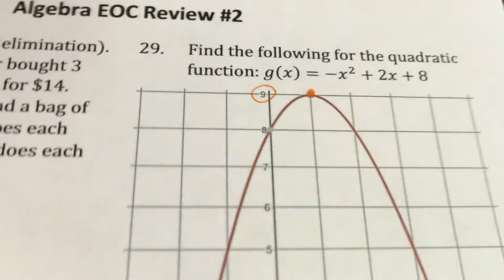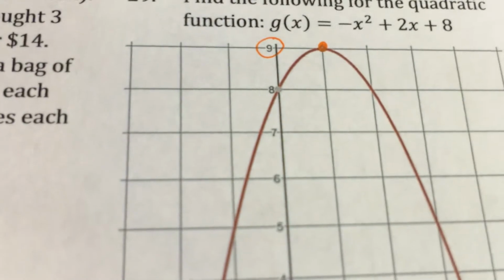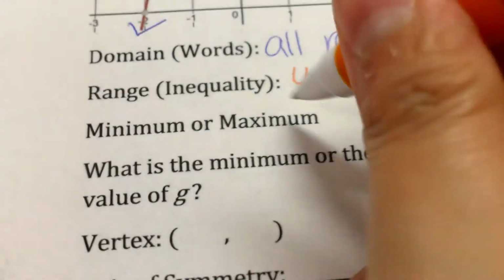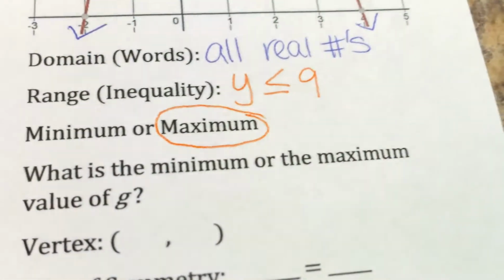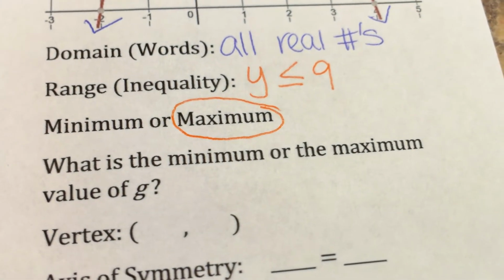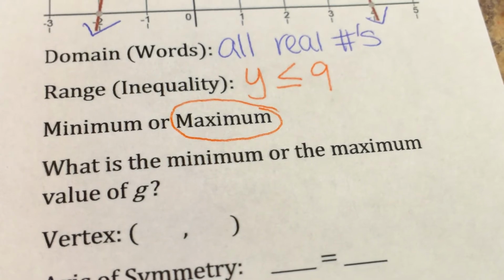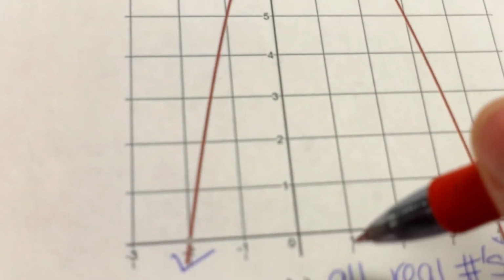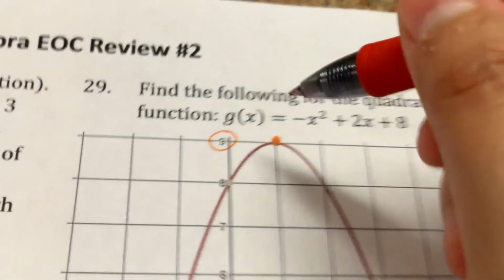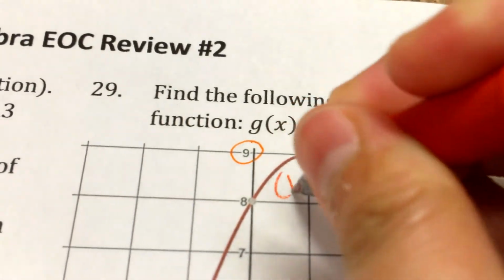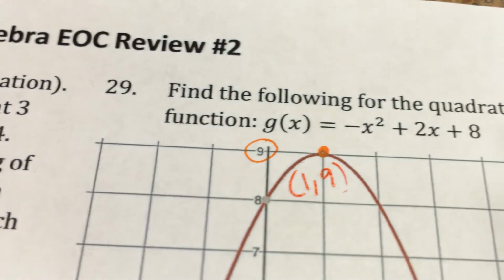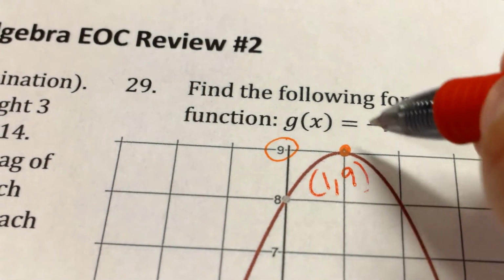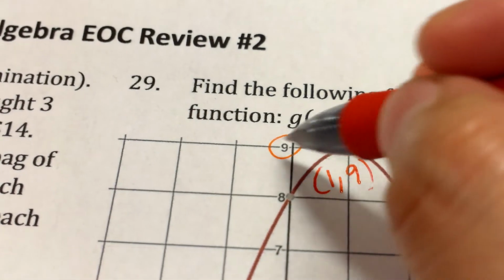Does this one have a minimum or a maximum? Well, it has a high point, so that one would be a maximum. What is the minimum or the maximum value of g? So they want the value. Okay, so here it's 1 and here it's 9. So my vertex is 1, 9. The maximum value is your y. So in this case it is the 9.